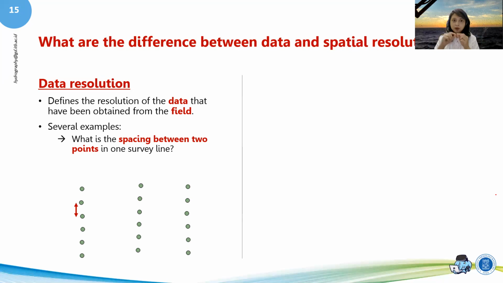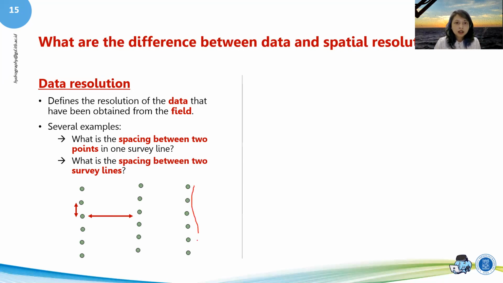What is the spacing between two points in one survey line, for example? And another one would be, what is the spacing between two survey lines? Because as you can see here, these are our survey lines. For example, it's going that way. Sorry if it kept bending here and there because I'm using my mouse to do that. So when we're talking about data resolution, we are basically talking about what we have from the field. And we will use this data resolution to define the spatial resolution of the surface that we're going to make.